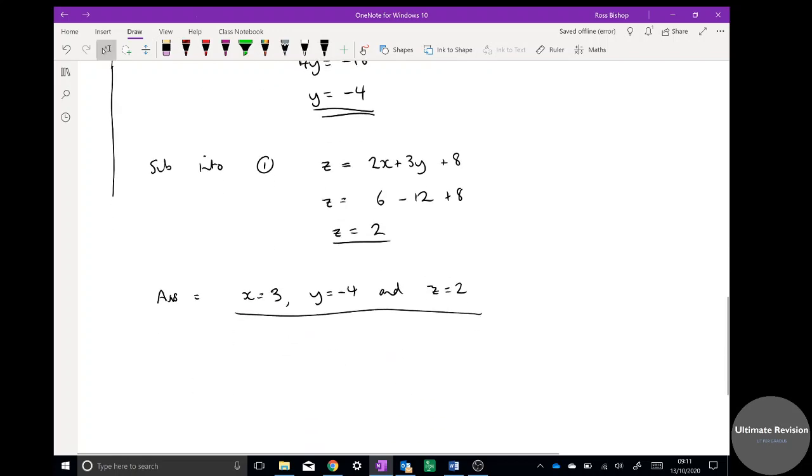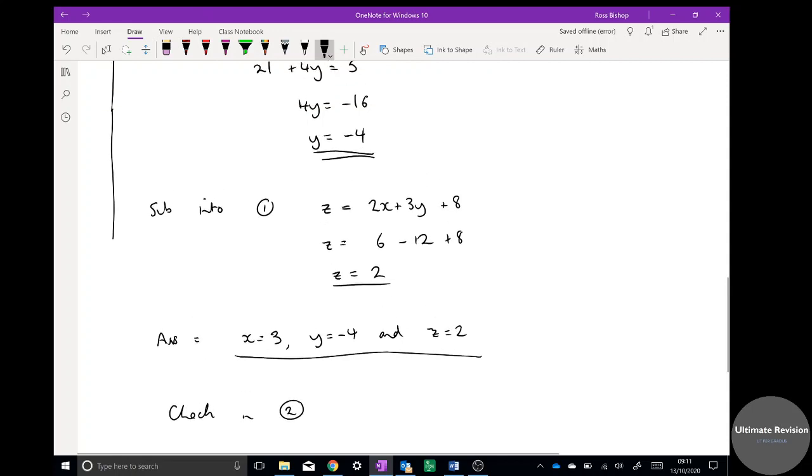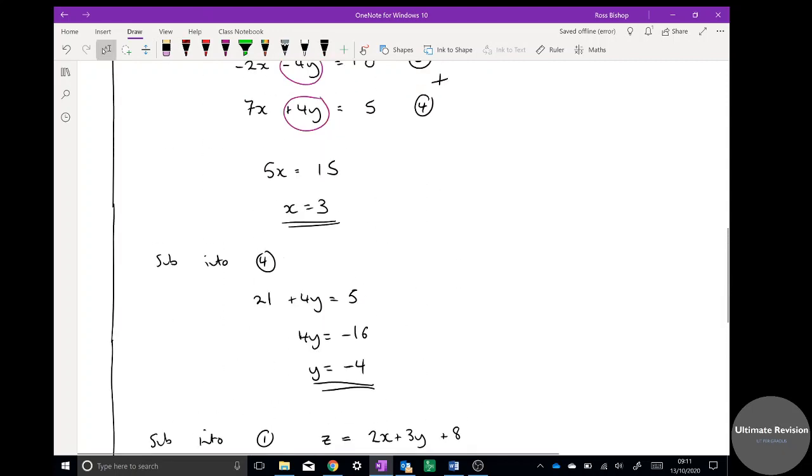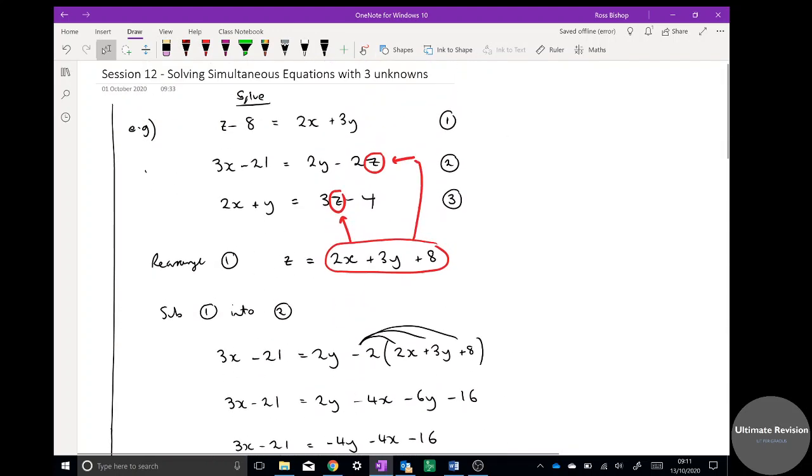And I would do a check. So let's check in maybe equation. If I had time, I'd check in all three, but check in equation 2, which is right back at the start.